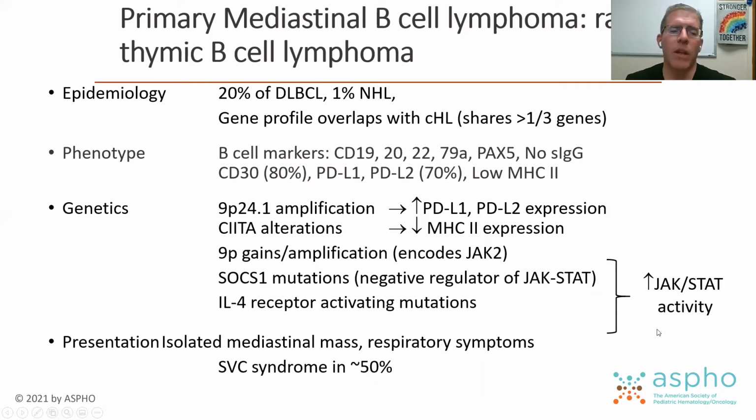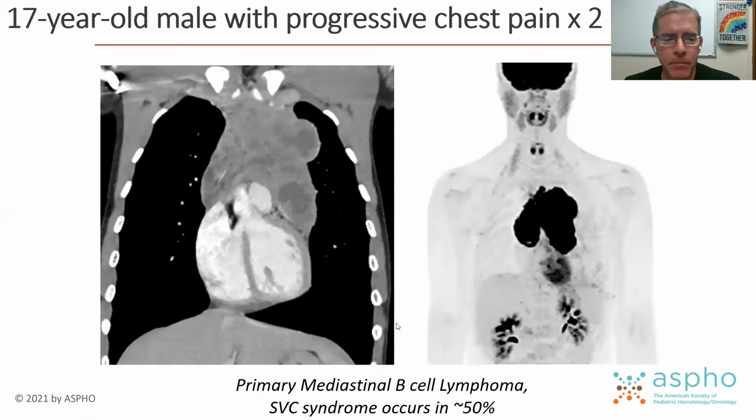They generally present with an isolated mediastinal mass and respiratory symptoms, and they can have superior vena cava syndrome in about 50% of presentations. Here is an example where you see a very, very isolated anterior mediastinal mass. There's no other PET avidity. There's no other pathological PET avidity anywhere else.